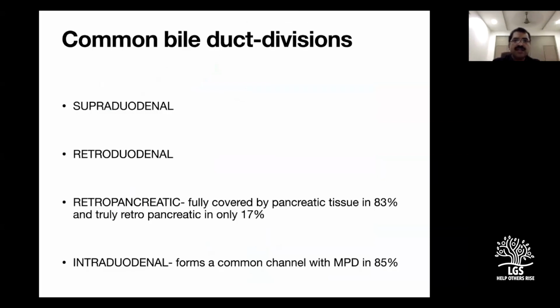The common bile duct is traditionally divided into a supraduodenal, retroduodenal, and then the retropancreatic portion, which is actually completely covered by pancreatic tissue in 83%. A truly retropancreatic portion, with no covering by pancreatic tissue, you see only in 17%. And lastly is the intraduodenal portion, which forms a common channel with the main pancreatic duct in 85%. In the rest, it may join the duodenum separately, or it may join without a common channel.